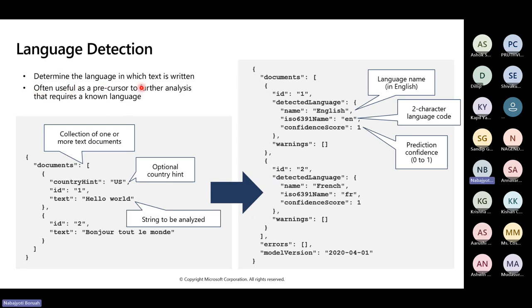Determining the language in which a text is written is useful as a precursor for feature analysis that requires a known language. So this is the document that we talked about, with an ID, as we did last time. We can also provide a hint saying that this is being used in a country like the US. That is the collection of one or more documents, all going in the form of JSON, and that is the string, the text to be analyzed. And the output after language detection, which we have already done, is ID 1 with the detected language. This is what we have done so far.